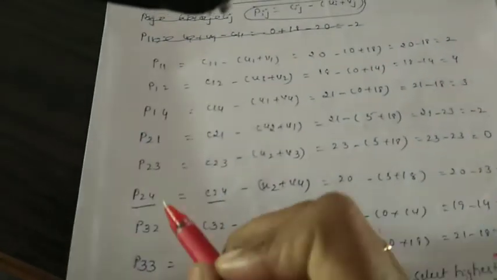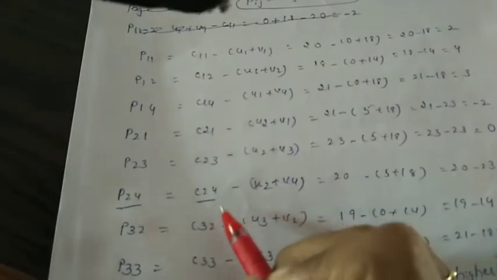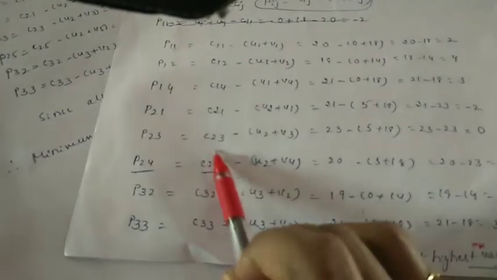So the unoccupied cell with -3 is P24, that is nothing but C24. We will select C24. Why do we take C24? Because of -2 and -3, we take the highest value, 3, so we take -3 and C24. How to take C24?